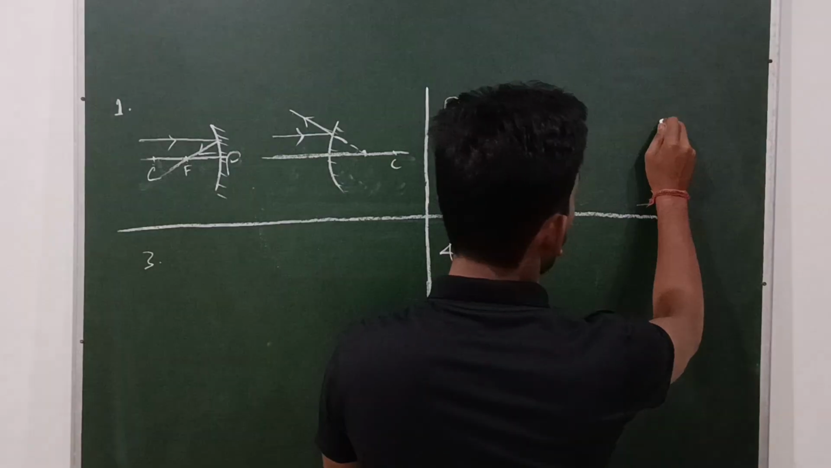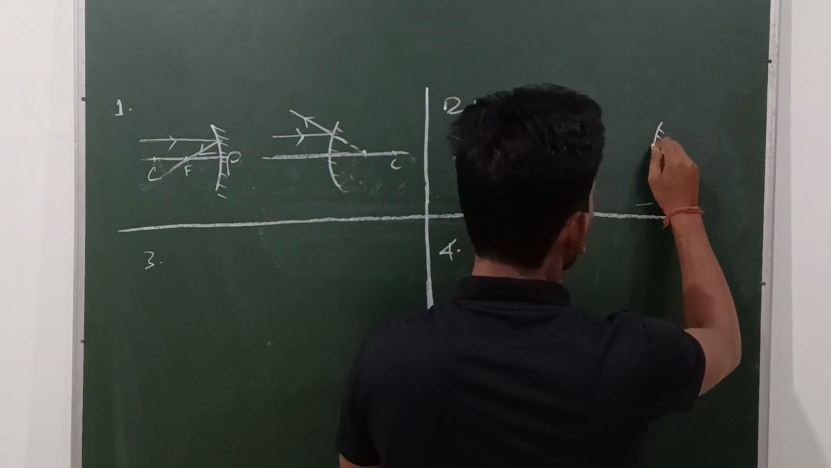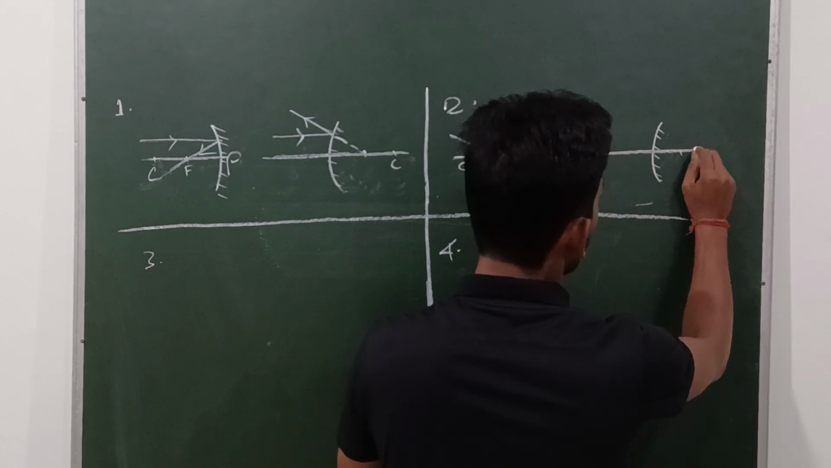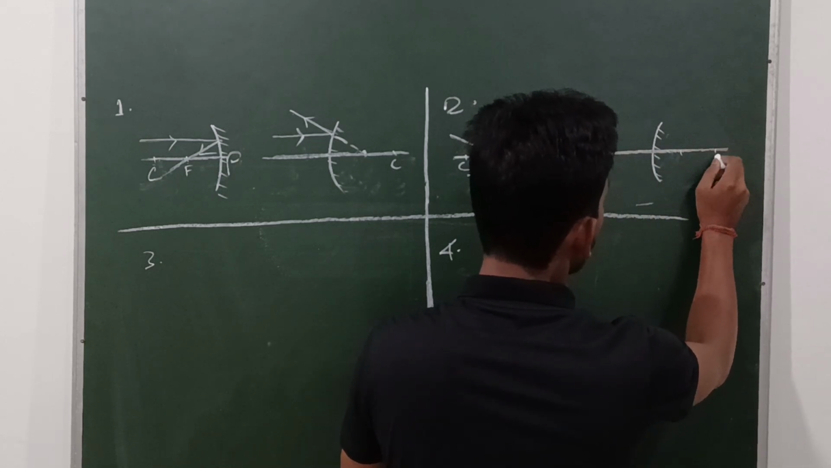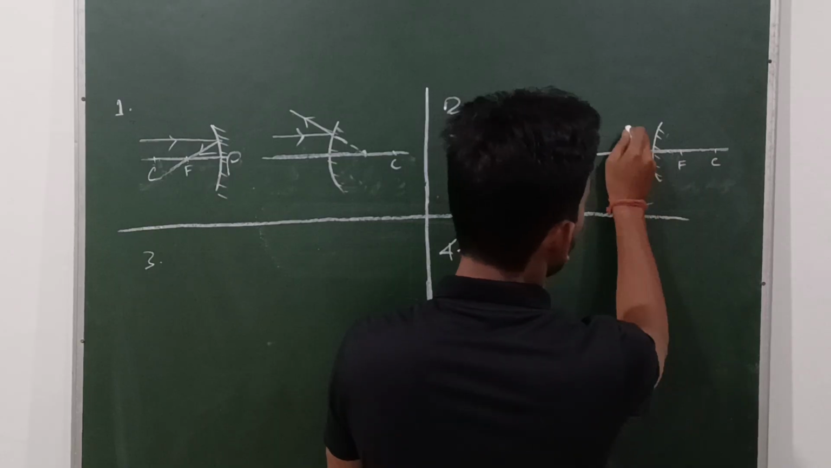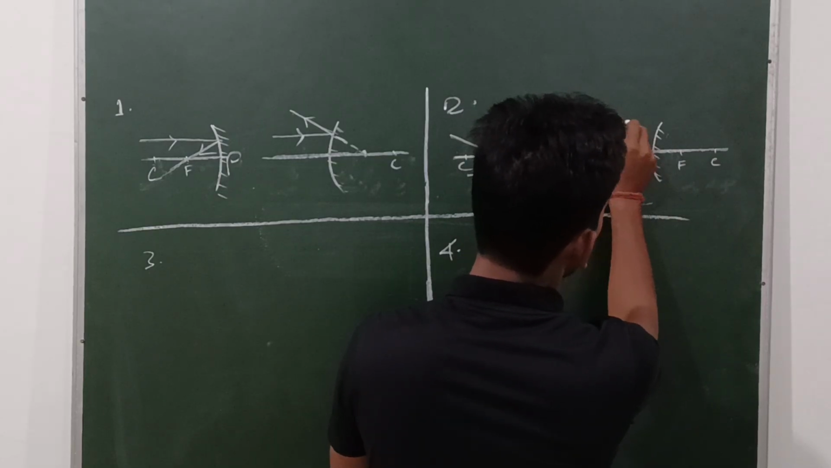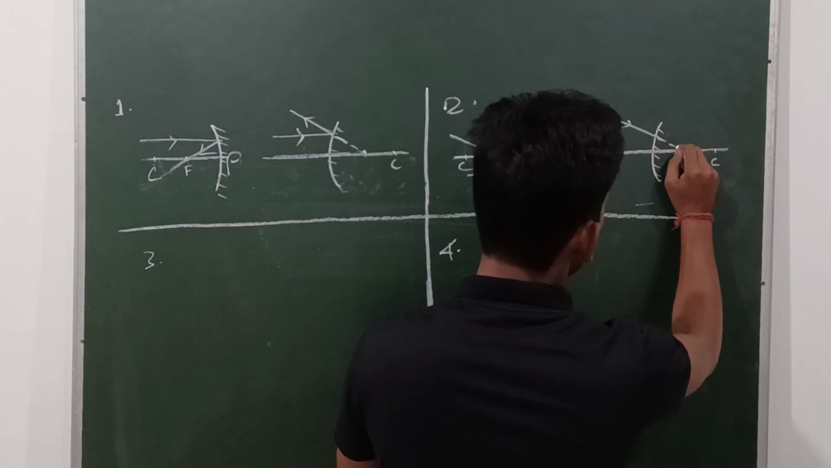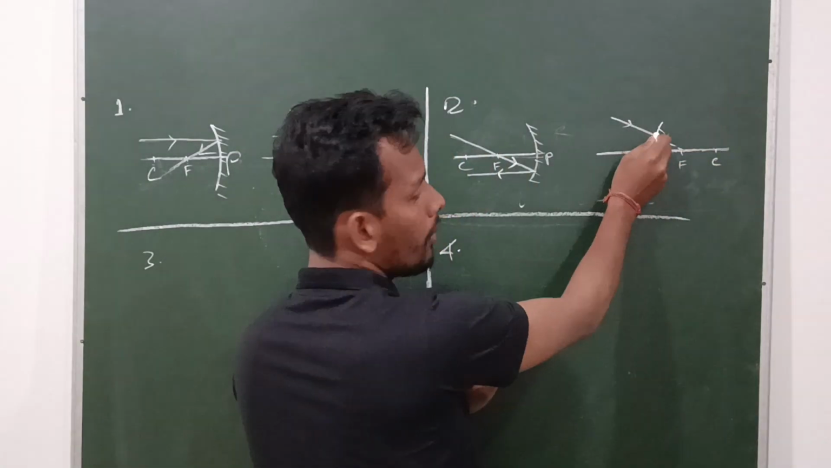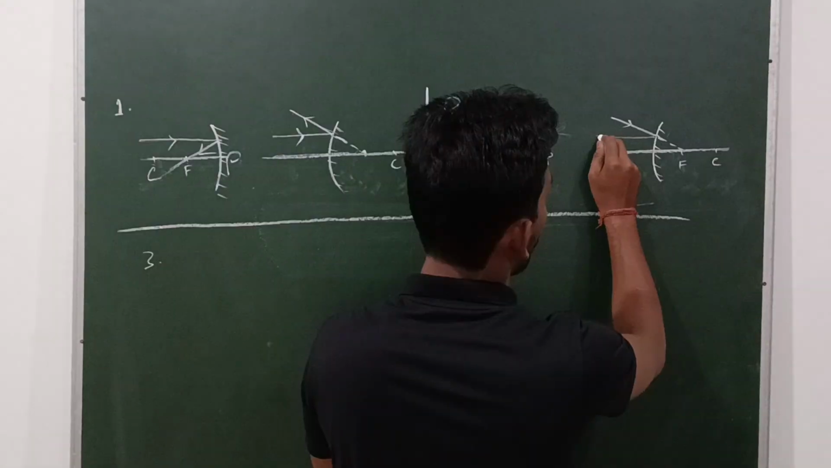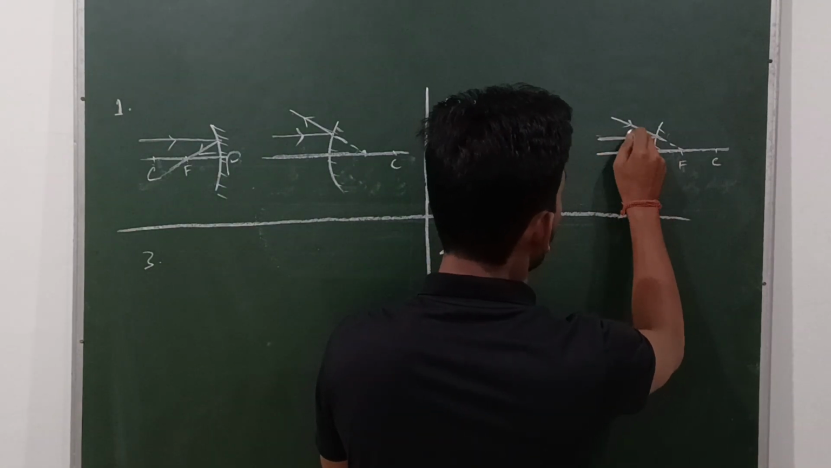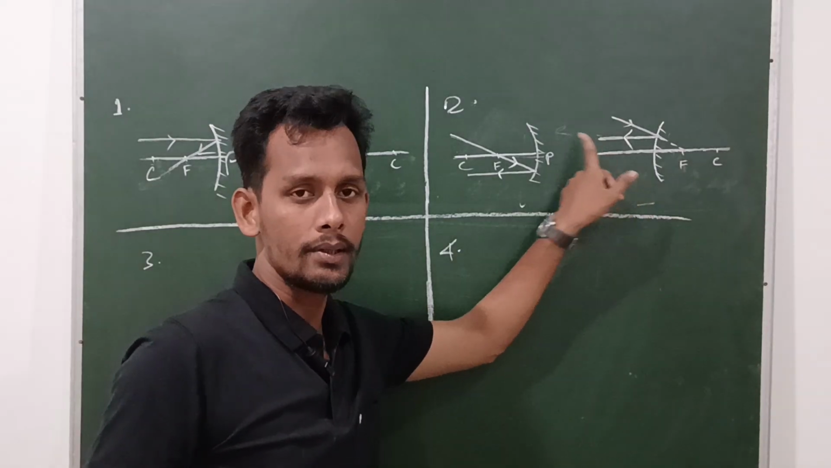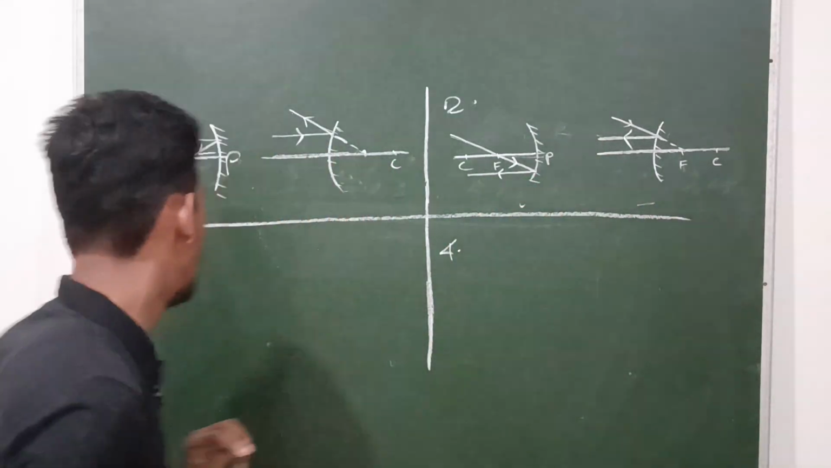Okay, in case of convex, this is focus, this is center of curvature. So if a ray looks like it is coming towards the focus, at this point after reflection it will reflect back, which is parallel with the principal axis. Clear? Third one.